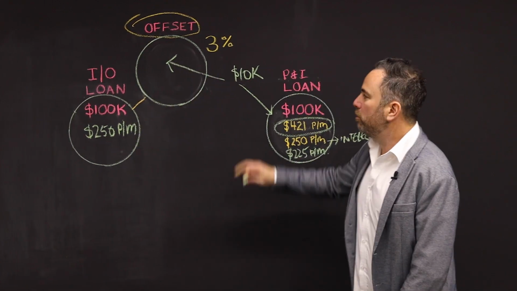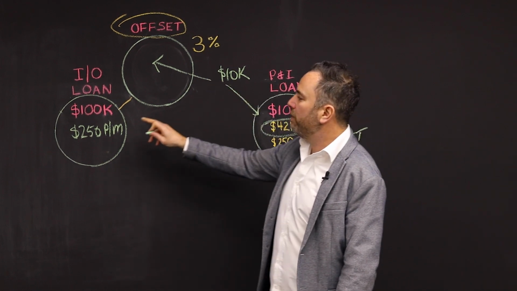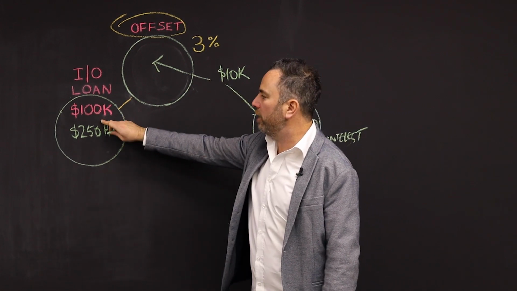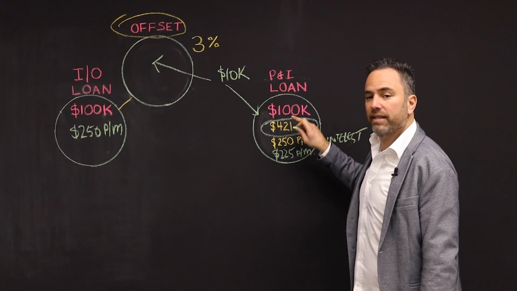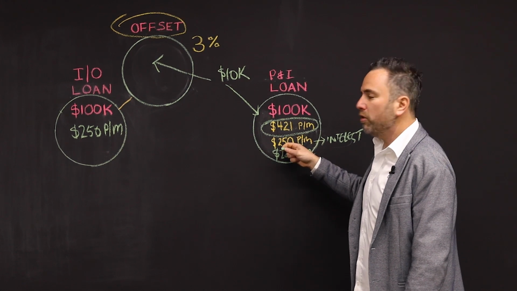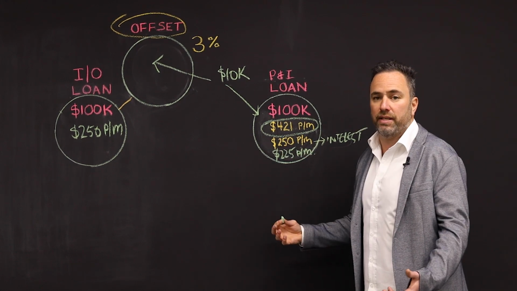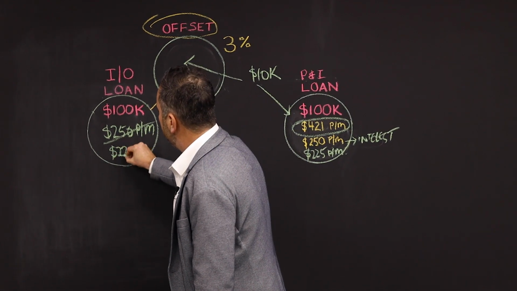Now, if I go and put $10,000 into my offset account, then the amount of interest I'm going to be charged is on $100,000 minus 10, on 90 grand. Exactly the same as what we're talking about here. So this goes from 250, and the amount of interest I'm going to be charged is the same, 225. So no longer that, it's just that.